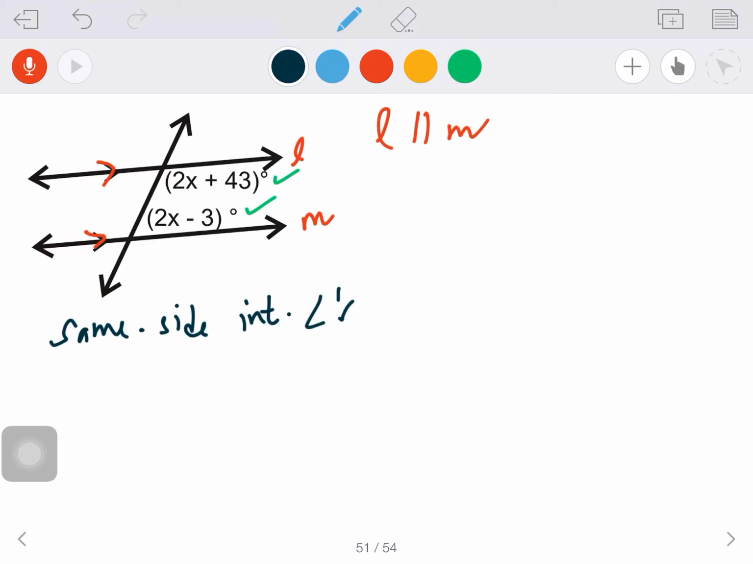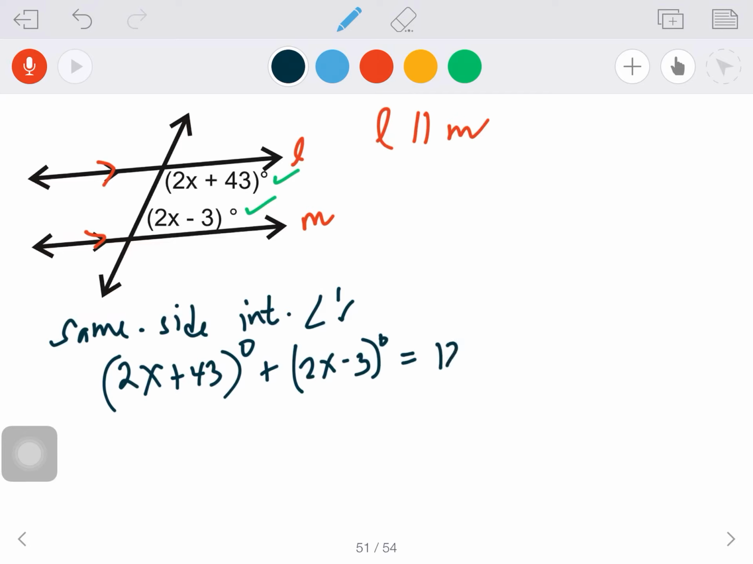So the equation would actually revolve around the relationship. So that would be 2x plus 43 degrees plus 2x minus 3 degrees. And that would be equal to 180 degrees. So first, if we want to solve this, we have to get rid of our parentheses. So that would be 2x plus 43 plus 2x minus 3 equals 180.